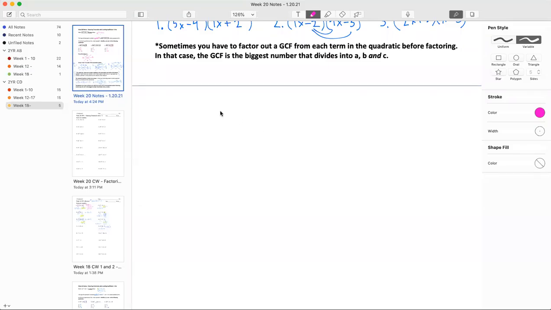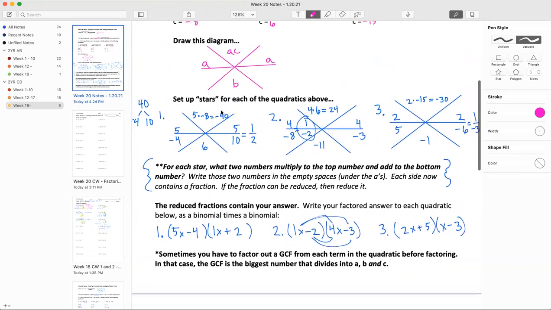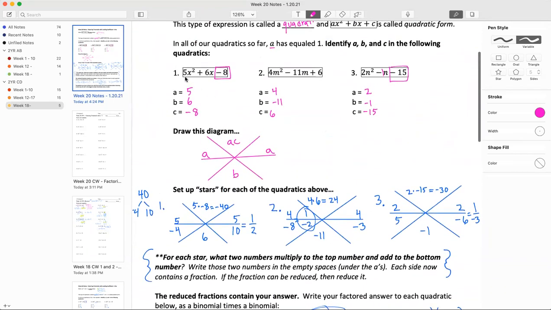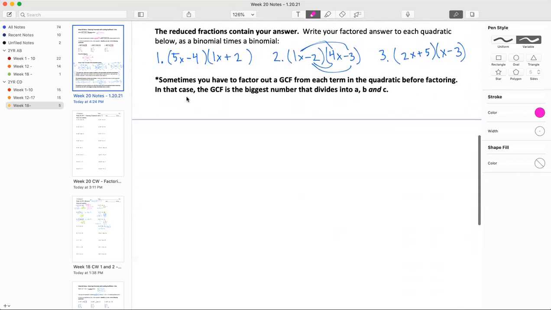In the last video, we discussed the star method and how to use it to factor trinomials that have an a value of greater than 1. And at the very end, I said sometimes you have to factor out a GCF from each term in the quadratic before factoring. In that case, the GCF is the biggest number that divides into a, b, and c. In this video, we're going to talk about how to do that and what that means.